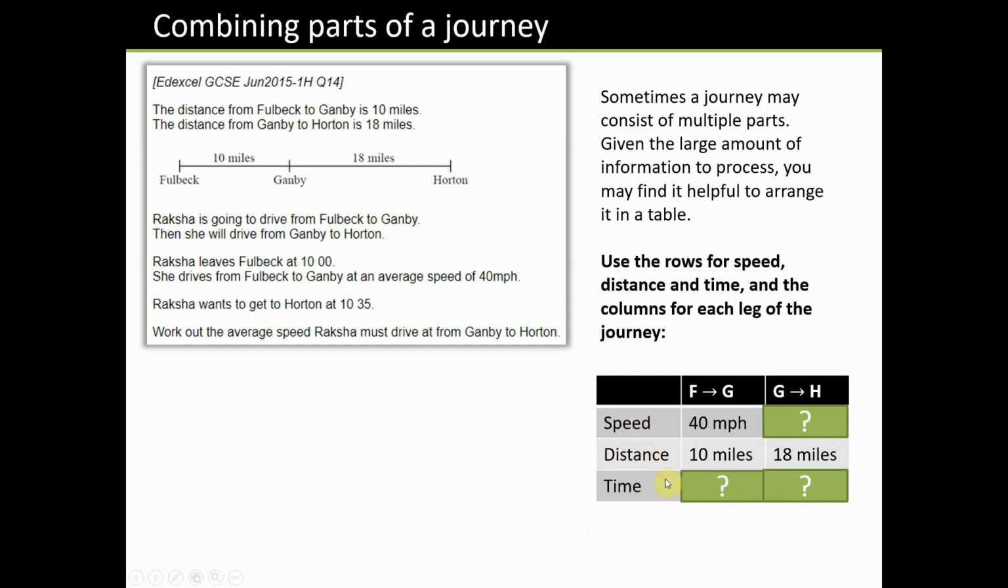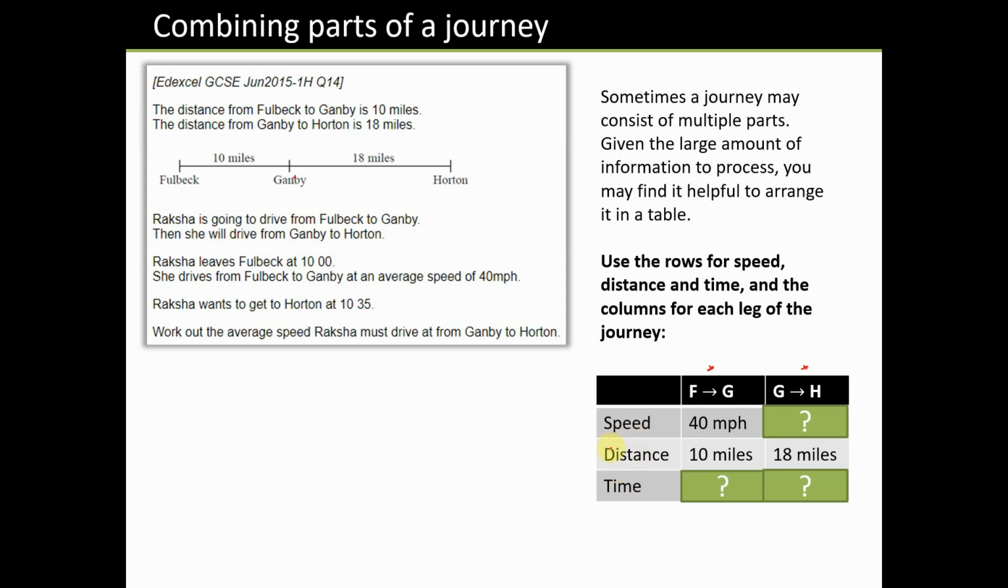This is the speed, distance and time for the journey Fullbeck to Ganby, and then Ganby to Horton. So let's just read through the question. I've filled out a bit of the table for us, but I'll show you how I would have filled it out. So first of all, I know it's a speed, distance, time question because I've got distance, I've got speed, I've got time. I just know it's going to be one of them. So I'm going to put the parts of my journey, Fullbeck to Ganby here, and then Ganby to Horton. They're my 2 parts of the journey. And then I'm going to write speed, distance, time.